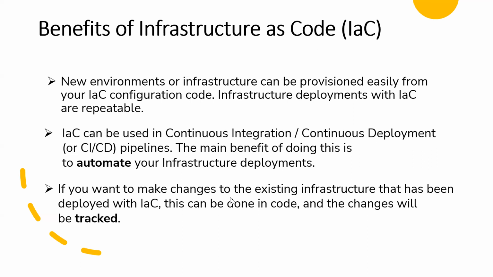So the third point: if you want to make changes to the existing infrastructure, that can be deployed with IaC. This can be done in the code, and the changes will be tracked. Changes being tracked means every time you make changes, you commit to Git. With commits in Git, the changes will be tracked. What you did in the first commit, what you did in the second commit, you can understand all of it. So it's easy to understand in Git.